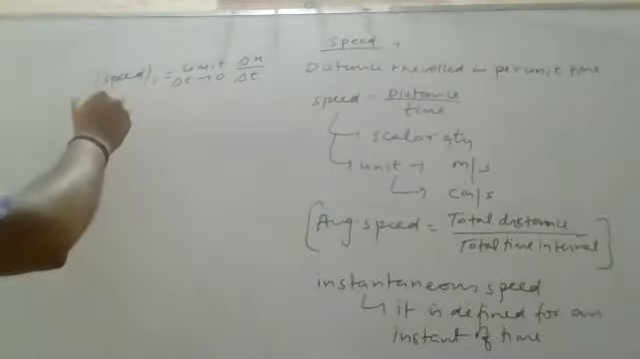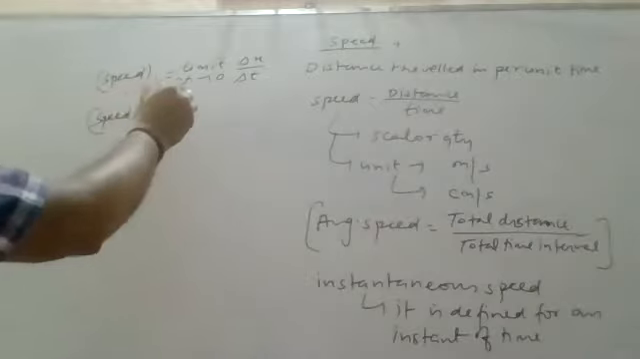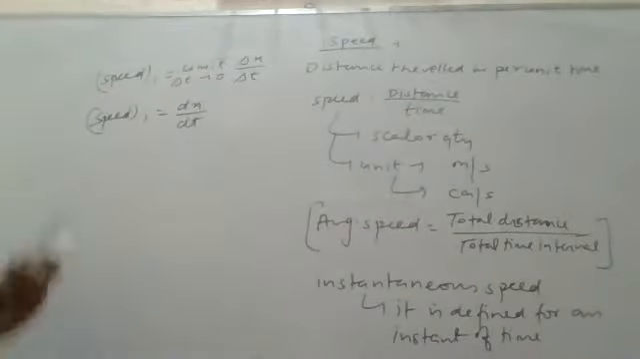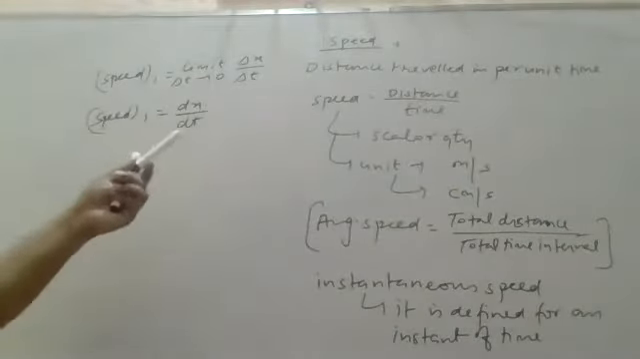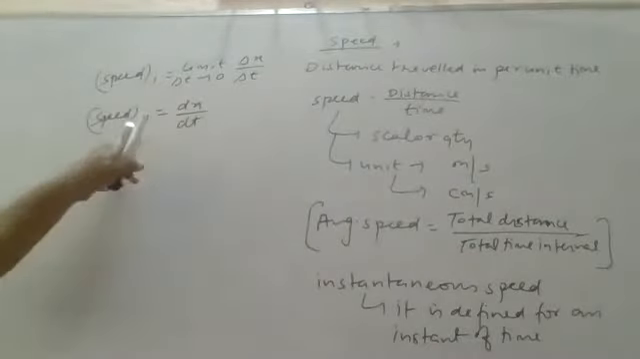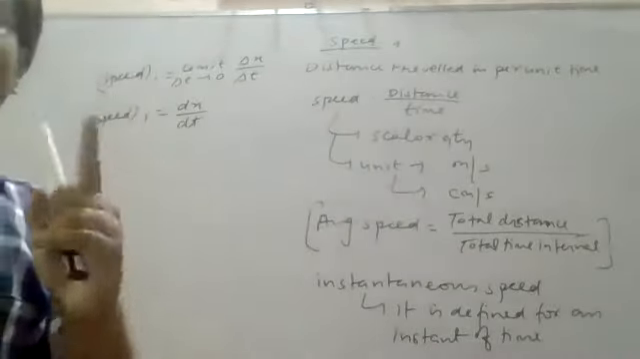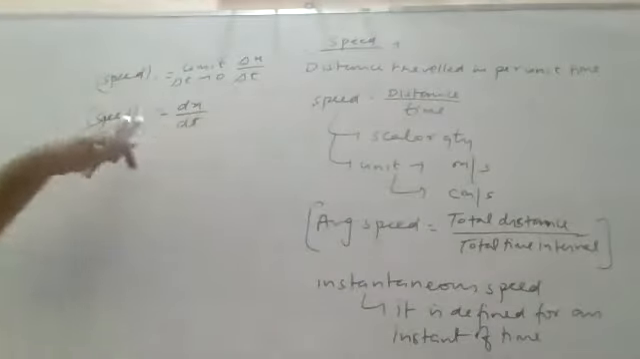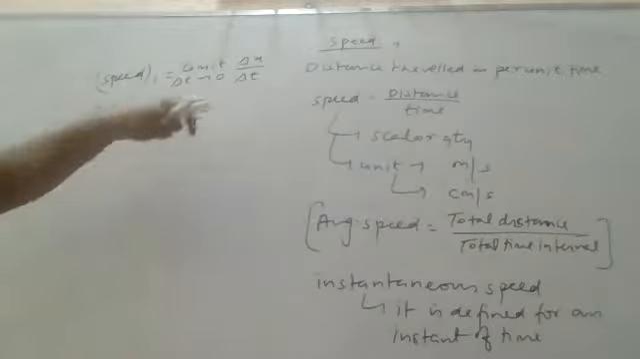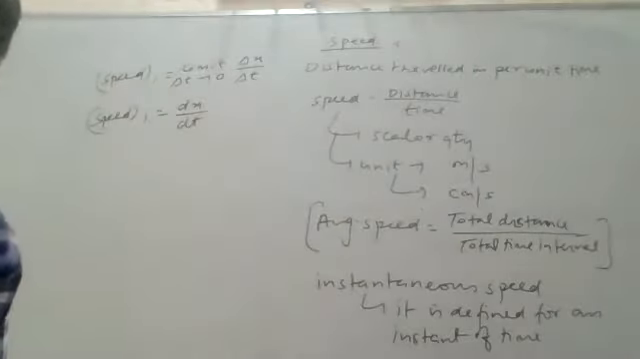Instantaneous speed can be written as the differential of distance at a particular instant. For calculation of instantaneous speed, I have to do what? It is the first order derivative of distance with respect to time. That is our instantaneous speed. We have already learned how to differentiate position with respect to time.